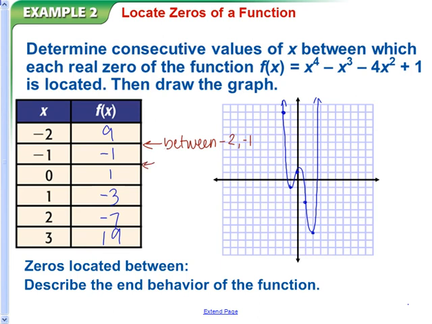Okay, it crossed again right here. It went from negative to positive. And so then we would say between -1 and 0. And then the next spot, it crossed again. So this would be between 0 and 1. Okay, it doesn't between 1 and 2 because that's just negative to negative. But between 2 and 3, it does again. 2 and 3.